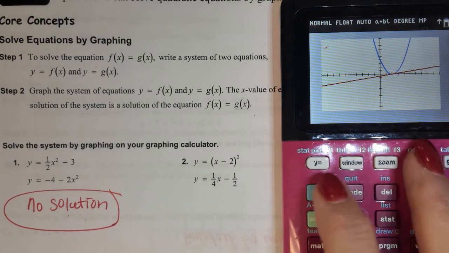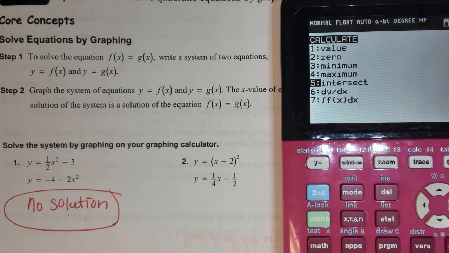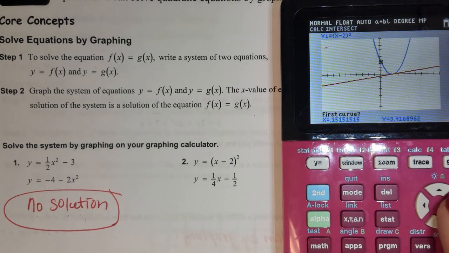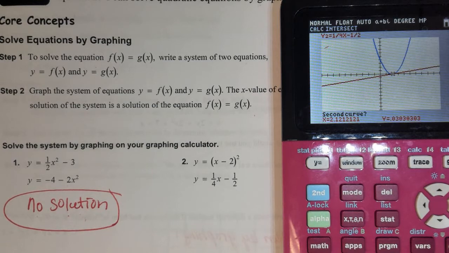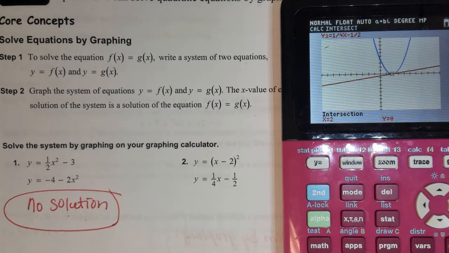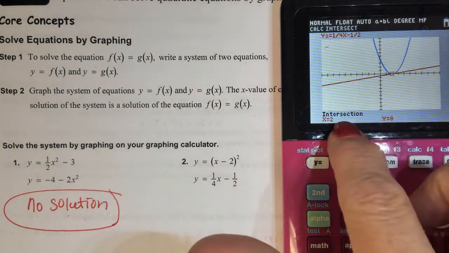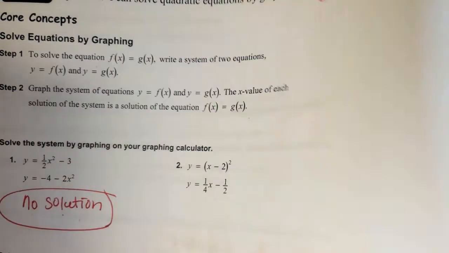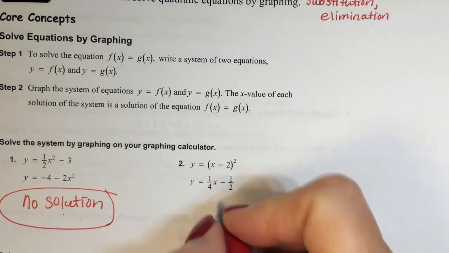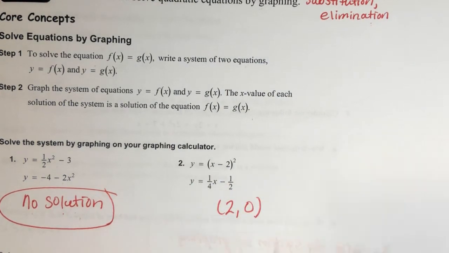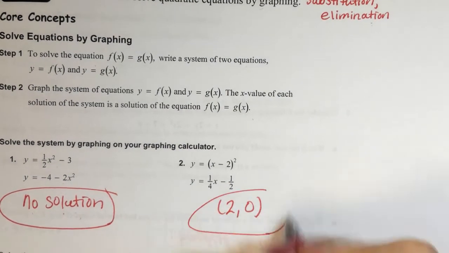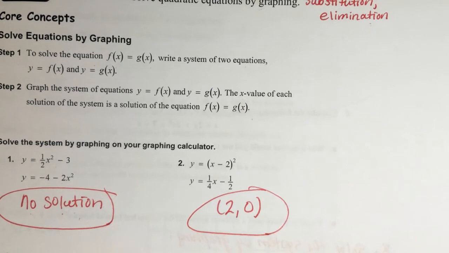So I'm going to do second trace calculate, that point of intersection. We're going to get over pretty close to it. And I'm going to push enter, enter, enter. Because what I was doing is I was choosing the blue one, the red one, and then their point of intersection. And so (2, 0) is going to be the solution to this problem. Okay? Make sense so far?